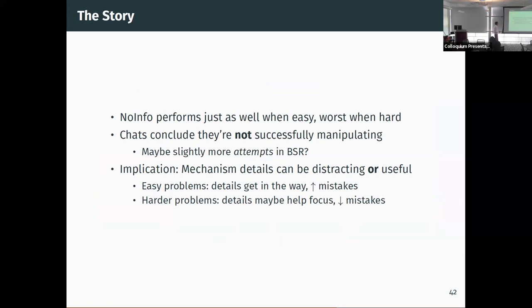All right, so what's the story? We're almost out of time. The no info performs just as well as the two incentivized mechanisms on easy questions, although it did perform kind of poorly on a harder question. So it does seem like showing incentives is a good thing. The chats concluded they're not successfully manipulating. Maybe there's more attempts in BSR, but in the end, they're not actually manipulating. So the mechanism details can be distracting in some cases, but can be useful in other cases.